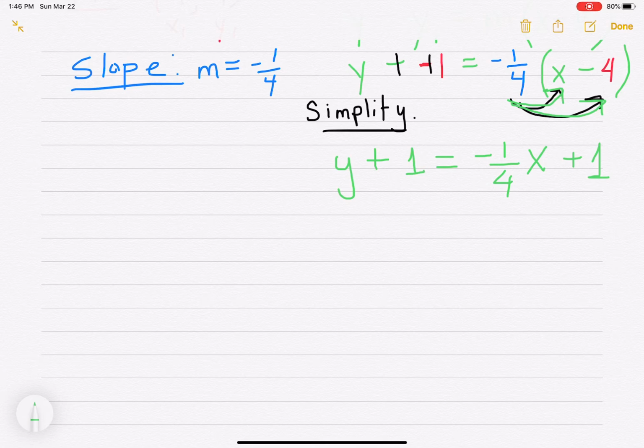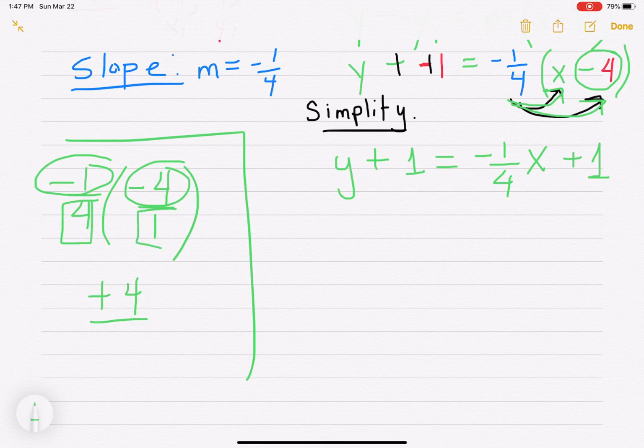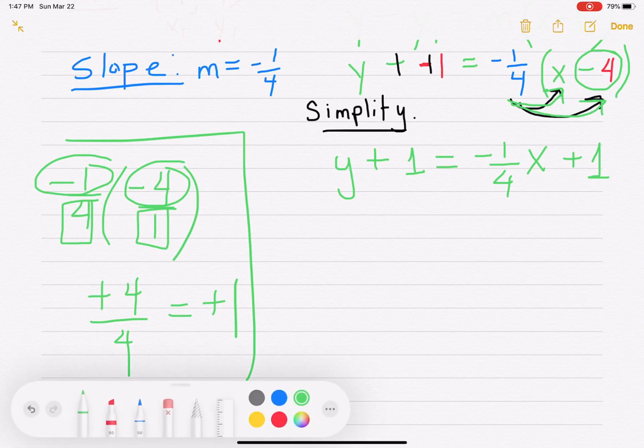If I take negative 1/4 times negative 4, which is the same thing as negative 4 over 1, and multiply those two things together, I'm going to have a negative 1 times a negative 4, which is a positive 4. And then on the bottom, I have a 4 times a 1. 4 times 1 is 4, so you do 4 over 4, which is a positive 1, right? Plus 1. Now, to continue simplifying this, I'm going to have to get y by itself.